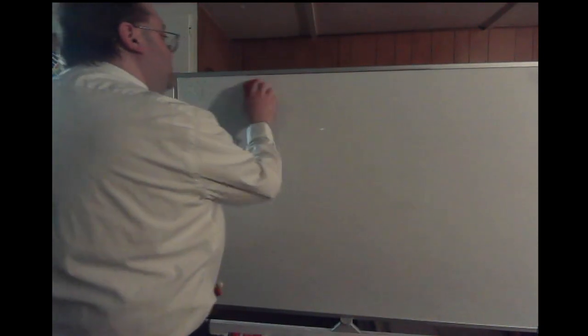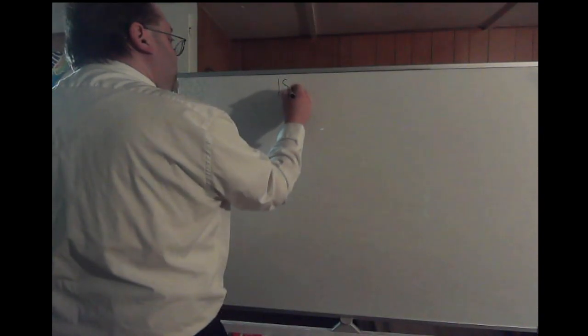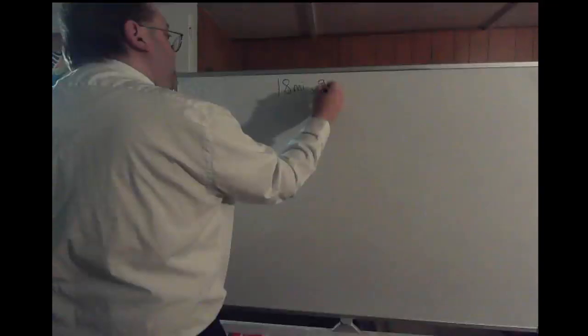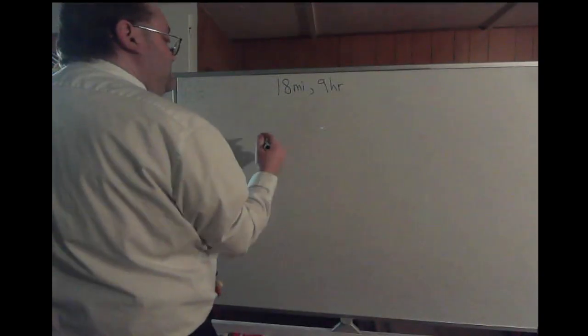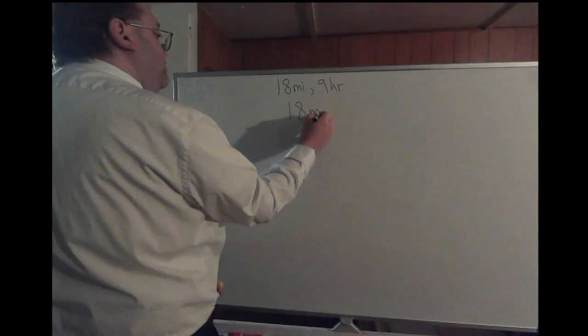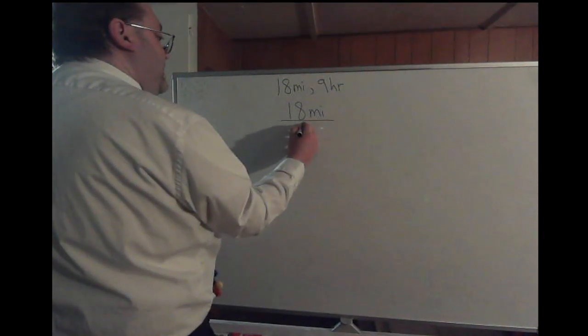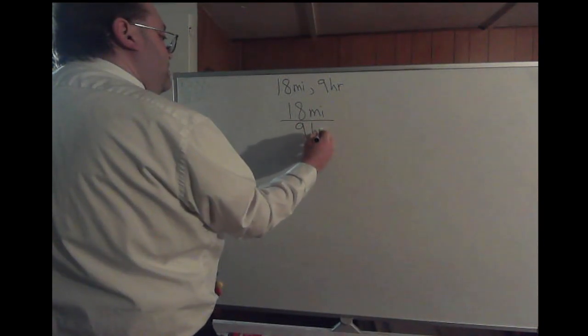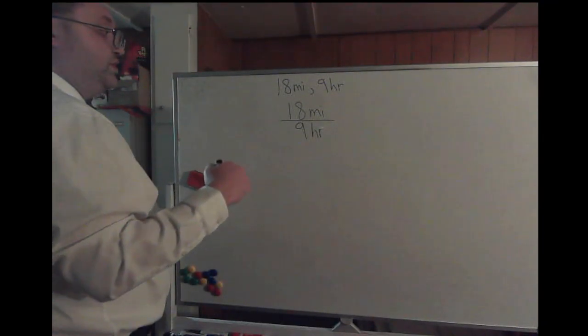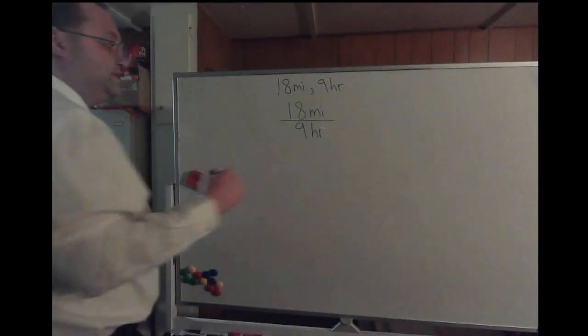Alright, what's the next one here? Now let's say you went 18 miles in 9 hours. You went 18 miles in 9 hours. So 18 miles, that'll be your numerator. 9 hours would be your denominator. So to get your rate in 1 hour, you'll divide both the numerator and denominator by what's in the denominator.